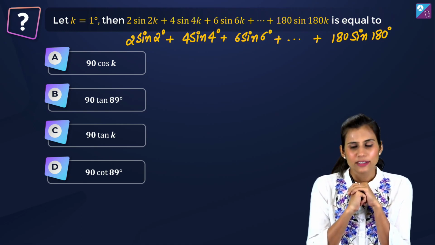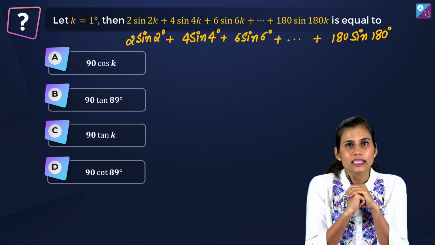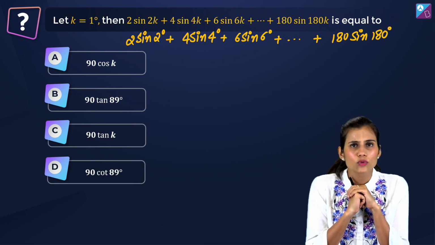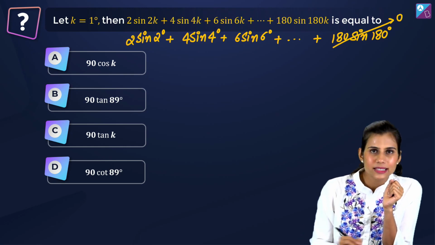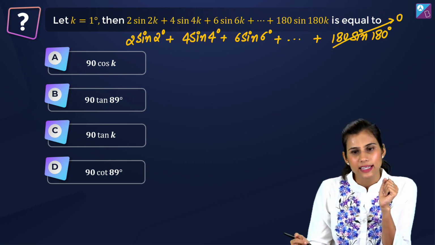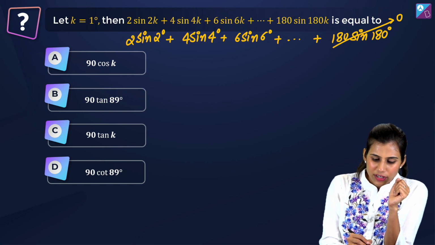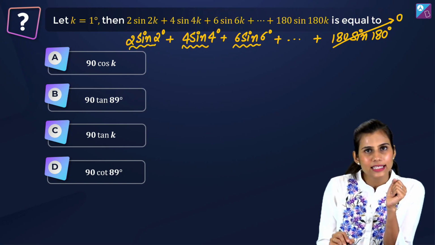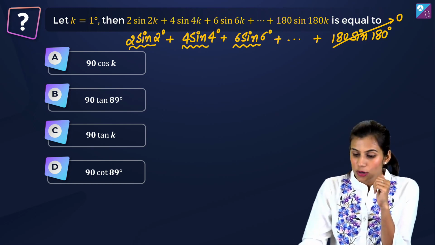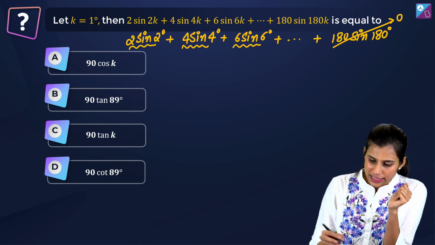Okay, but I know as a matter of fact that sine of 180 degrees is 0. 0 into 180 is 0. So the last term is actually 0. This term is 0, so let me stop my series at the second last term. You can see you have twice of sine 2, then 4 times sine 4, then 6 times sine 6. So the second last term will be 178 times sine 178 degrees.